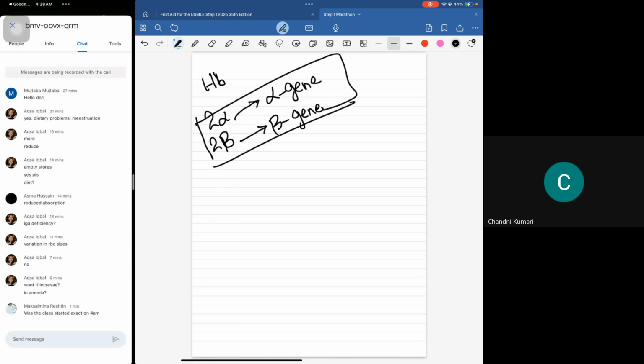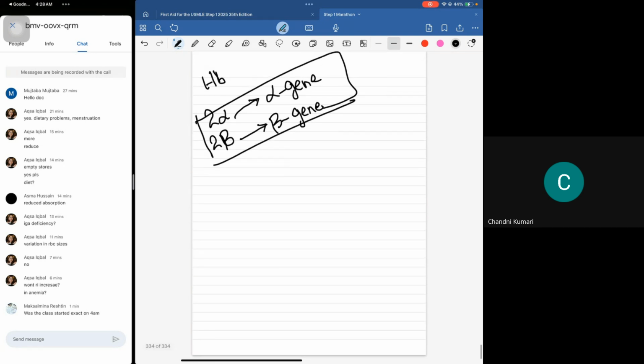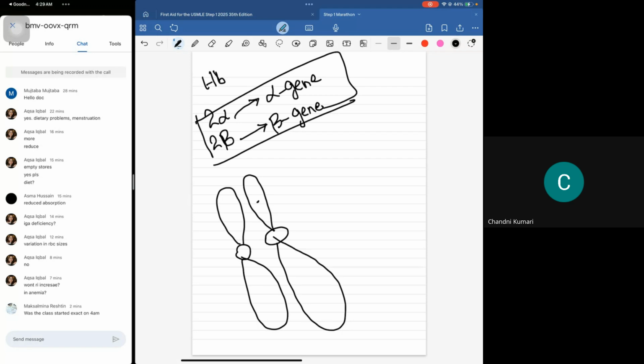So if we have a mutation on the alpha gene, let's first go over the concept of a gene. So basically, what is a gene? We have our DNA. We have 23 chromosomes. This is one chromosome, and this is the other chromosome, right? On the chromosome, we have small areas which are known as genes. Each gene corresponds to a protein, so they make different proteins.